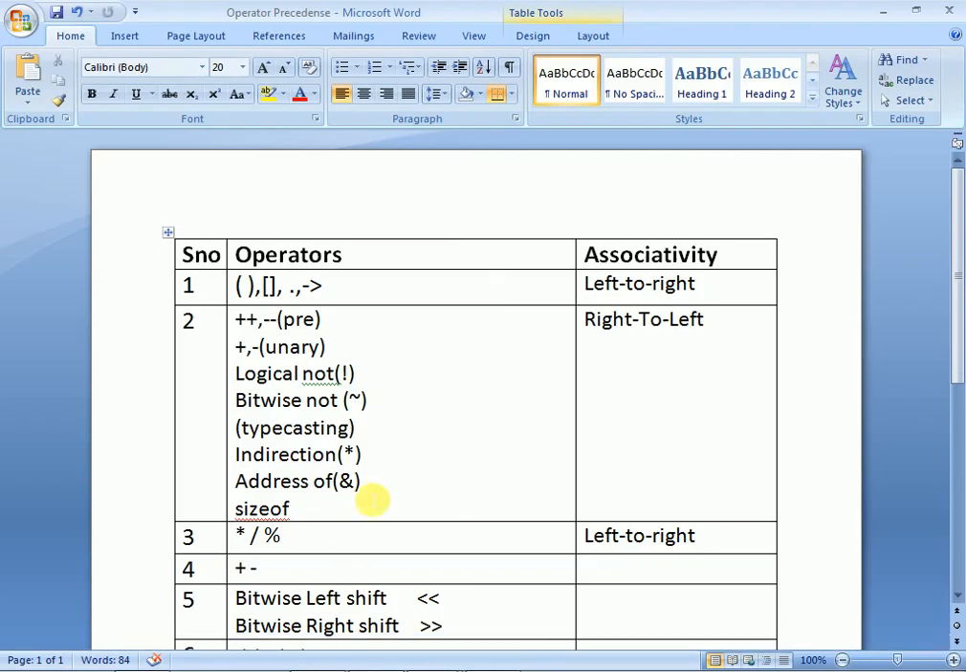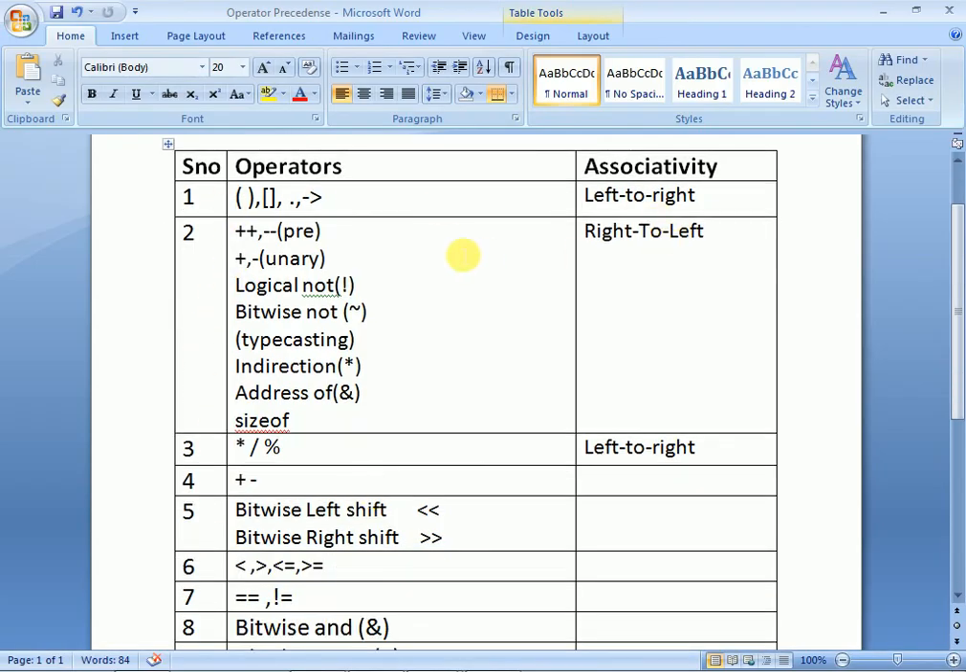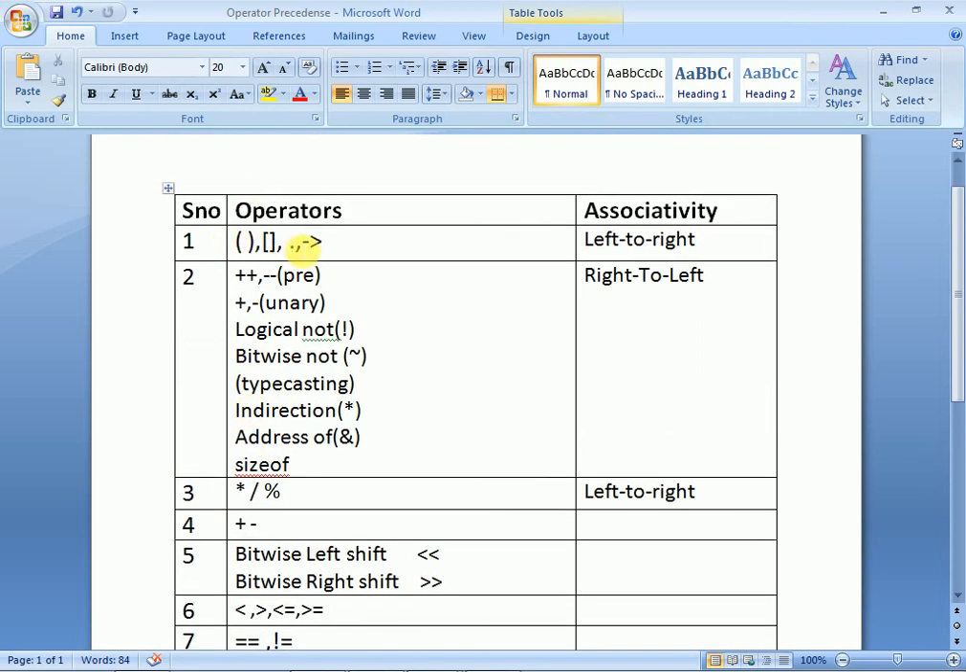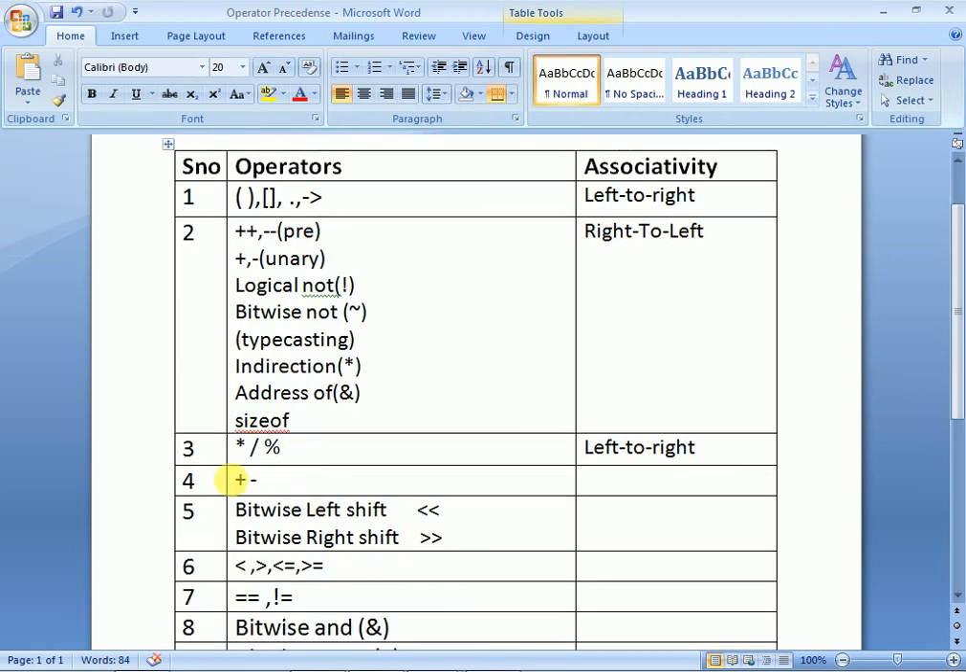See, in this table we have operator precedences. Which operator performs its operation first? For example, braces or parentheses have the highest precedence, so the parenthesis operator performs first. Whatever the parentheses contain, that value will be evaluated. Next are the unary operations, logical not, bitwise not. After that multiplication, division, modulus. After that plus and minus. The associativity here means left to right evaluation.